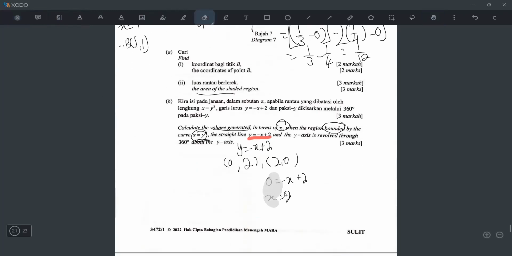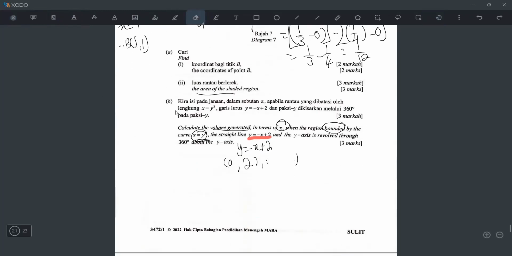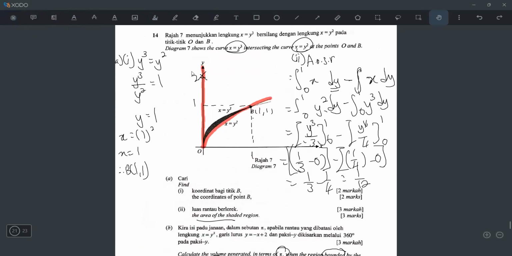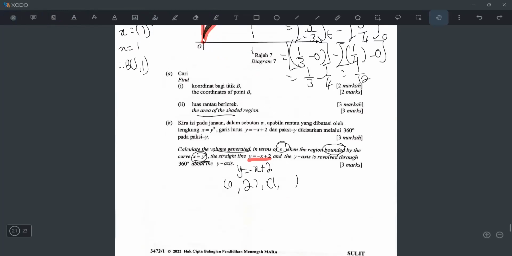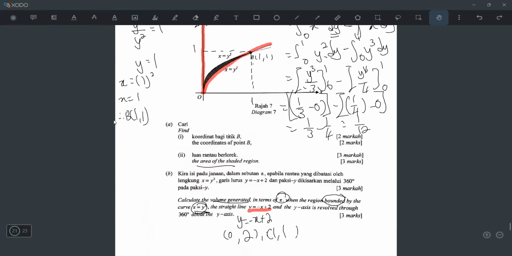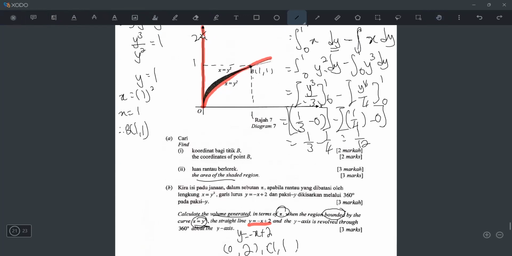So why don't we change to another point? We don't use the 2, 0 point. Let's try to use when x equals 1, because I want to see where the curve touches. So when x equals 1, y equals negative 1 plus 2. Then you will get 1. So it turns out that when x equals 1, y also equals 1. It means this straight line will pass through this point, the point B.